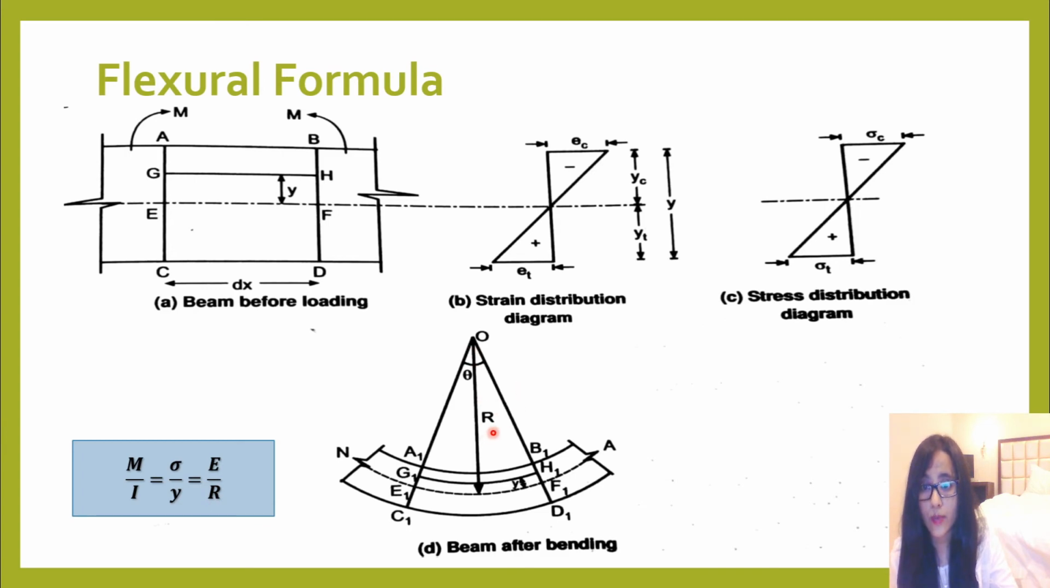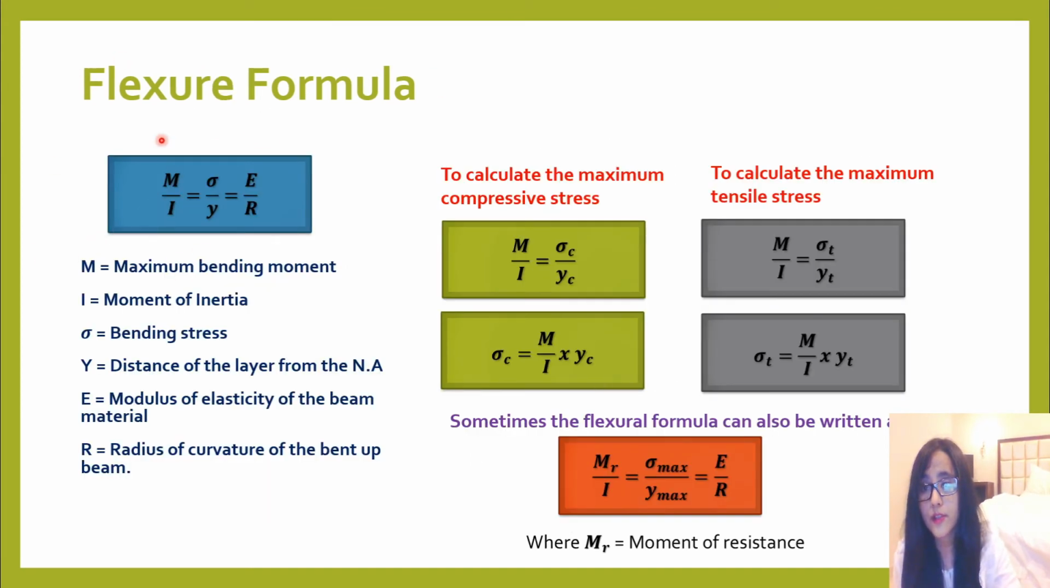Here, what you see is the radius of curvature. From the point where the bend is happening, we take the radius of curvature. Okay, so if you see here, this is the flexural formula. M here is the maximum bending moment, I is the moment of inertia, sigma is the bending stress, y is the distance of the layer from the neutral axis, E is Young's modulus, and R is the radius of curvature of the bent beam. So this is the significance of all the terms in this flexural formula.